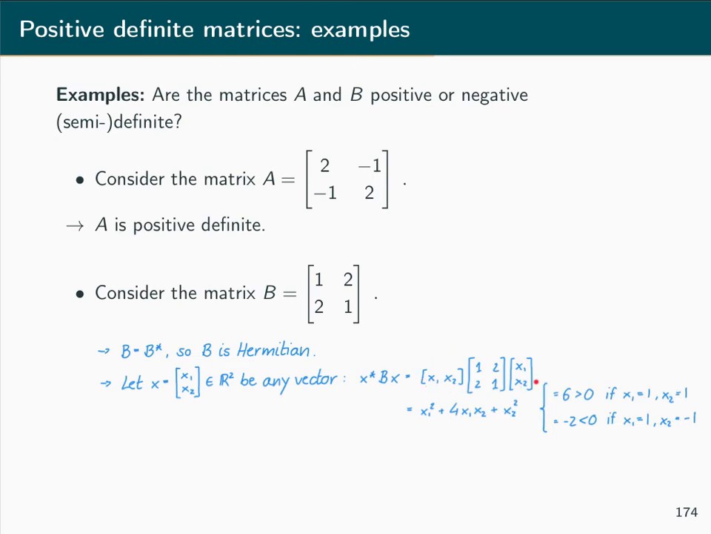Performing these two multiplications leads to the expression x1 squared plus 4x1 x2 plus x2 squared, which for instance is equal to 6 if we choose x1 equal to 1 and x2 equal to 1, and for instance it's equal to minus 2 if we choose x1 equal to 1 and x2 equal to minus 1. Since now we have obtained one positive result and one negative result, this means that B is neither positive semi-definite nor negative semi-definite, and hence B is indefinite.